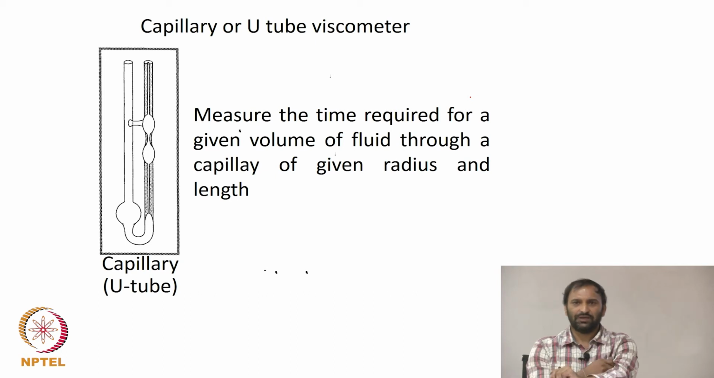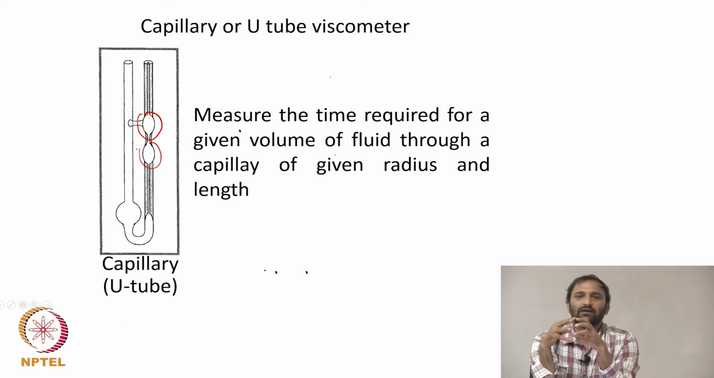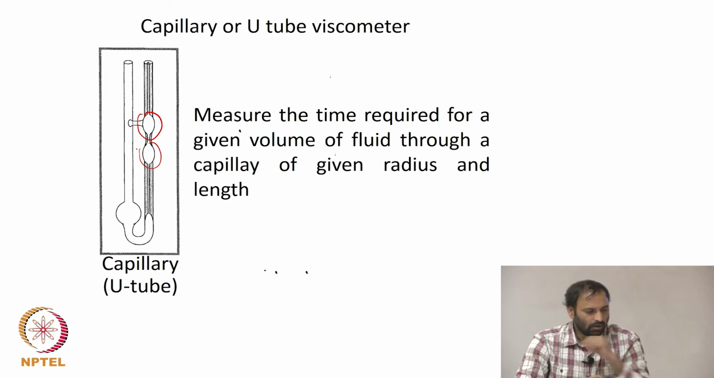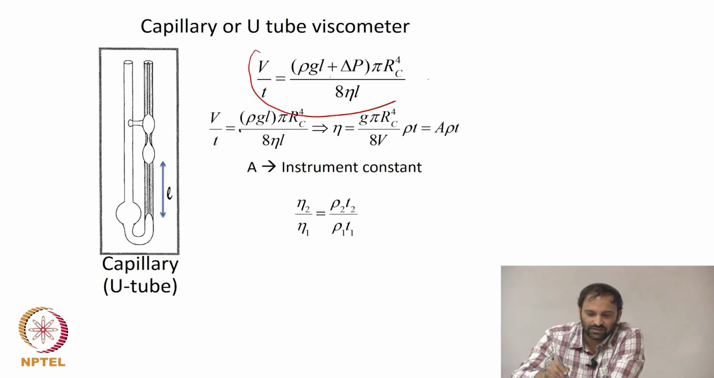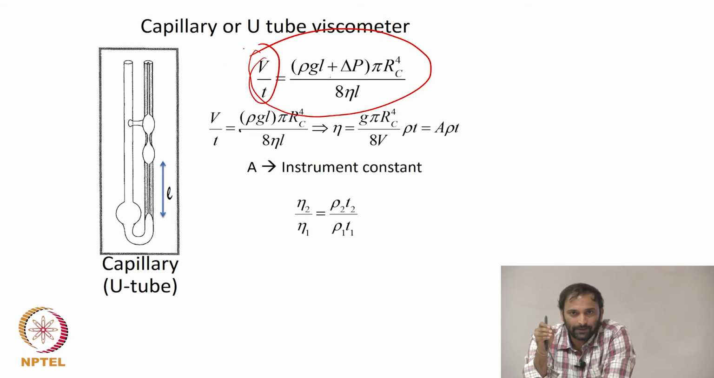In capillary viscometers, you have some bulbs like this. You fill these bulbs with fluid of known volume, and then you find out the time it takes for draining out. Again, the working equation is something like this, and you can derive it. Your V by T is the volumetric flow rate.